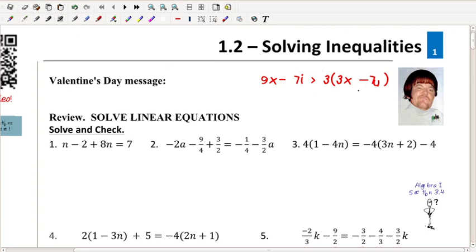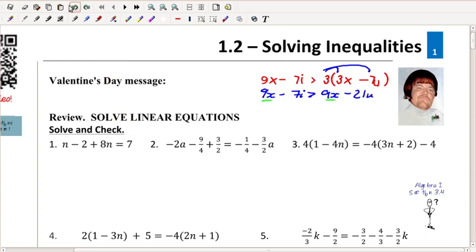Looking on the right-hand side, we're going to distribute this 3 that's in front. So I have on one side 9x minus 7i greater than 9x minus 21u. And then we got an x term on both sides. We got an x term here, an x term here. So we're going to subtract 9x from both sides.